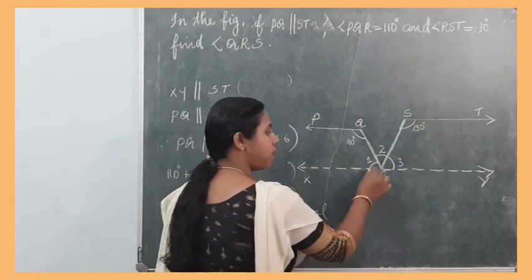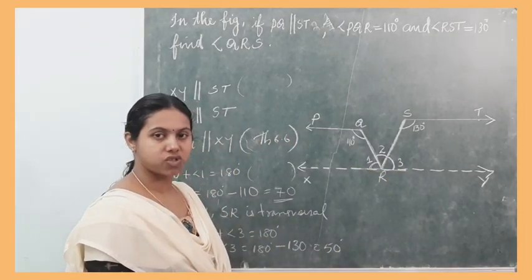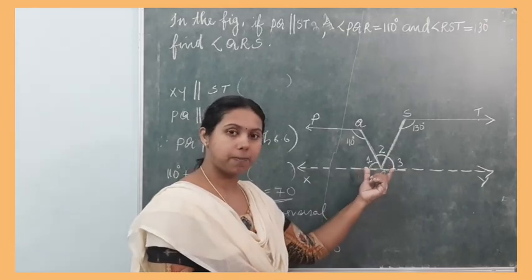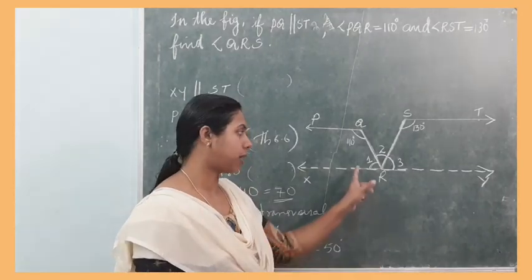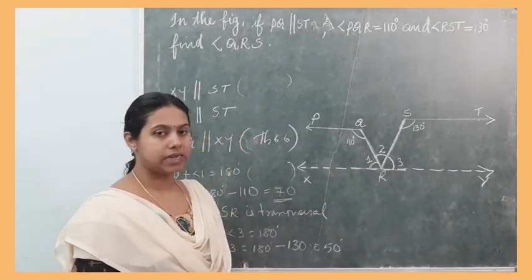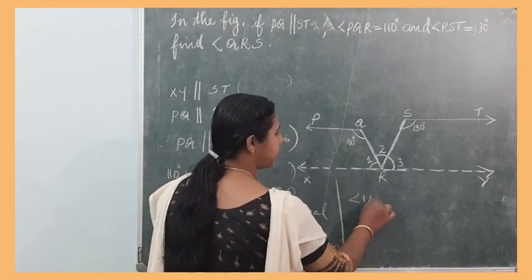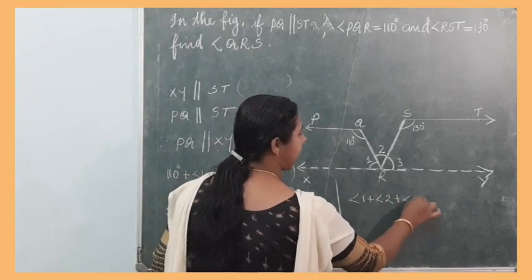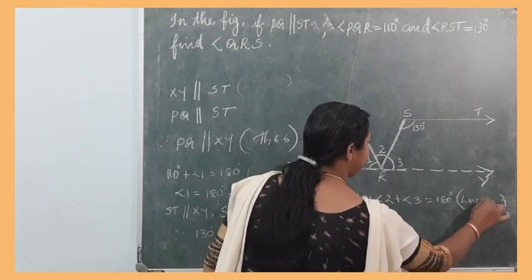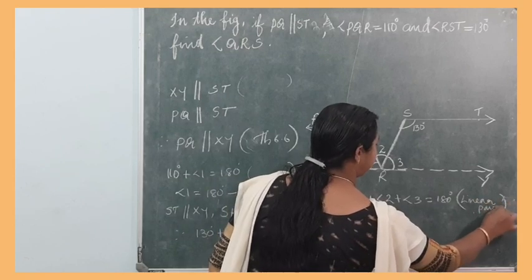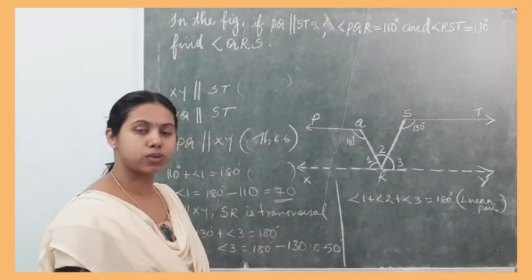We know sum of these three angles is equal to a straight line. It forms a straight line. That means they are linear pairs. So angle 1, angle 2 and angle 3 are linear pairs. So sum of these three angles is equal to 180 degree. So we can write here angle 1 plus angle 2 plus angle 3 is equal to 180 degree because they are linear pair. Using linear pair axiom, we can say angle 1 plus angle 2 plus angle 3 is equal to 180 degree.